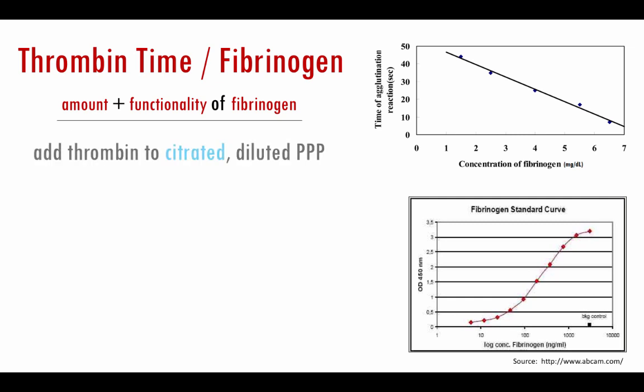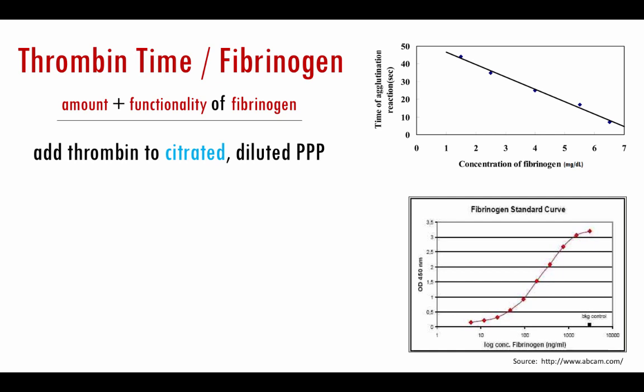Very similar to the other two, you're going to add thrombin, which is that enzyme that converts fibrinogen to fibrin, to citrated, diluted PPP. Remember, PPP stands for platelet poor plasma. And the reason why we can't have platelets in here is because, as you just saw on the APTT test, platelets are something that actually stimulate the intrinsic pathway. And we don't want to stimulate the intrinsic pathway. All we want to do is get the conversion of fibrinogen to fibrin. So we're taking out things that could potentially cause one of the other pathways to happen.